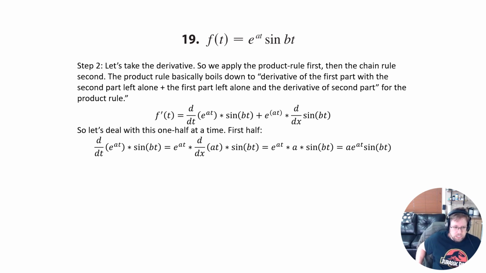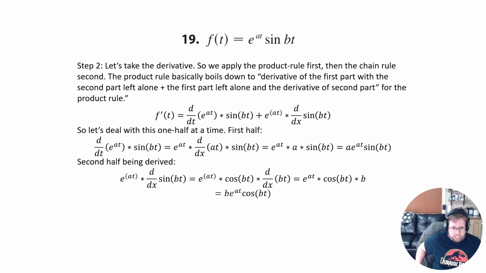So what's the derivative of this e to the at? Well, it's e to the at written again times the derivative of what's on the inside, the at. When you take the derivative of the at, as we just discussed, you just get a. And then the final step I want to do is I'm moving the a in front because it looks nicer. And that's the first half.